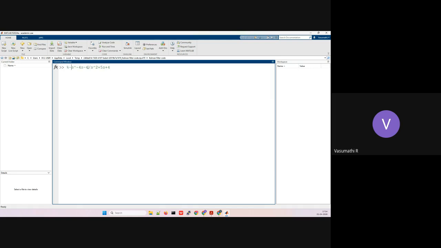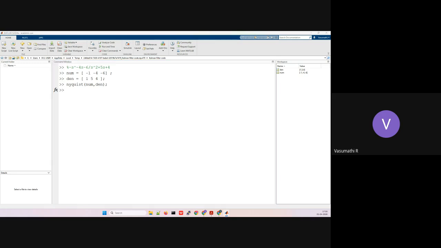I'm going to write it in the format of MATLAB. I can write it in numerator and denominator representation, that is minus 1, minus 4, minus 6, the coefficients of the numerator. The denominator variable is going to store the coefficients of my denominator, that is 1, 5, 4. Now I'm going to plot a Nyquist plot for this transfer function, numerator comma denominator. This is one of the methods to plot the Nyquist plot of the transfer function. You can do it from the transfer function representation also.